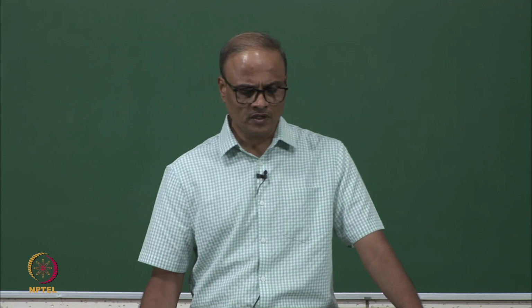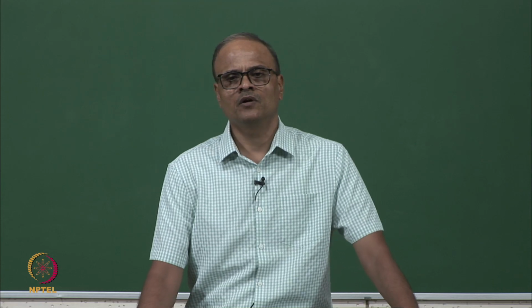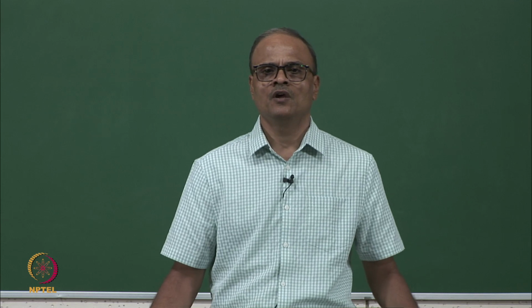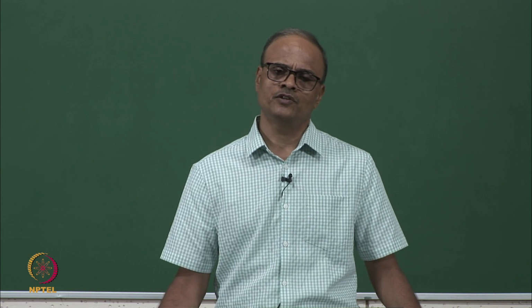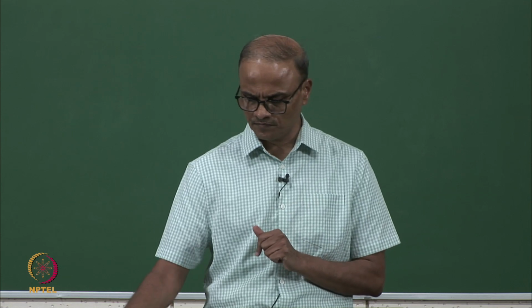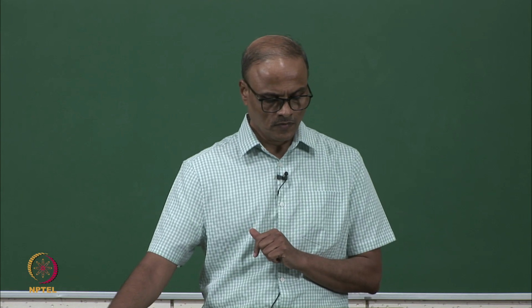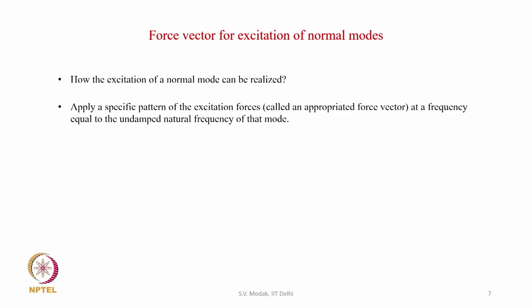Now, let us see how to obtain the force vector for excitation of normal modes. We have derived the phase resonance condition, which when satisfied guarantees excitation of a normal mode. But how do we obtain the force vector which needs to be applied so that the structure vibrates in a normal mode and satisfies the phase resonance condition? What we need to do is apply a specific pattern of excitation forces, called an appropriated force vector, at a frequency equal to the undamped natural frequency of that mode, to set the normal mode. But what should be this specific pattern of excitation forces?